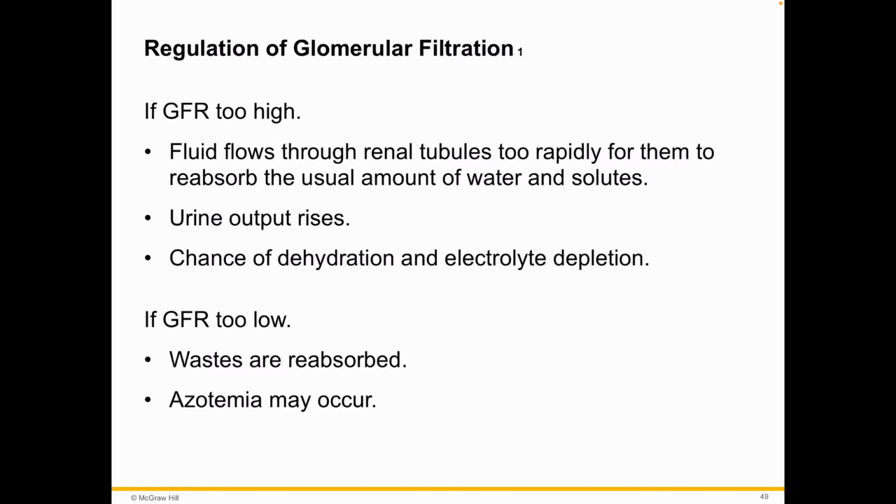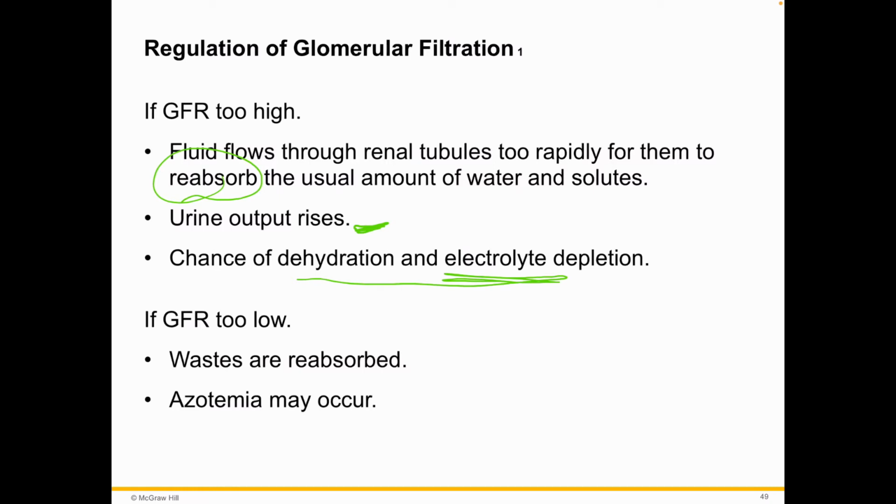So if the glomerular filtration rate is too high, or fluid is flowing through the renal tubules too fast, they're not actually able to do proper reabsorption of all of the water, or all of the sugars and salts and all the other solutes in there. It also means that urine output is going to rise, so overfrequent urination, because we're not going through the reabsorption process very well. So dehydration is super quick, especially because it takes the electrolytes as well as the water out.